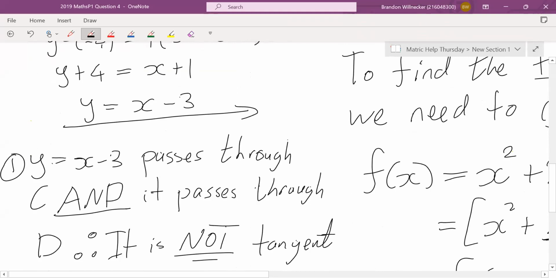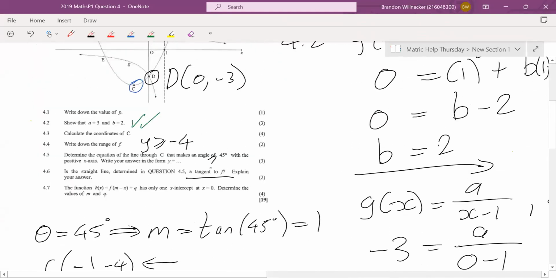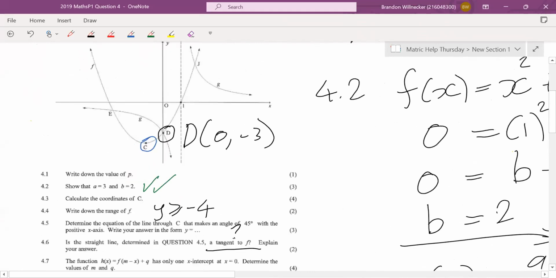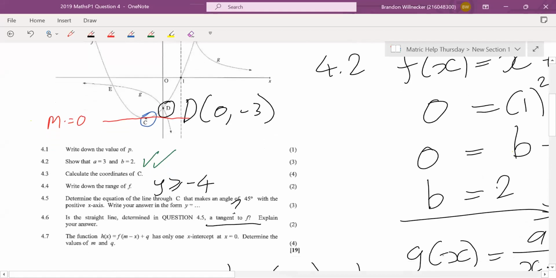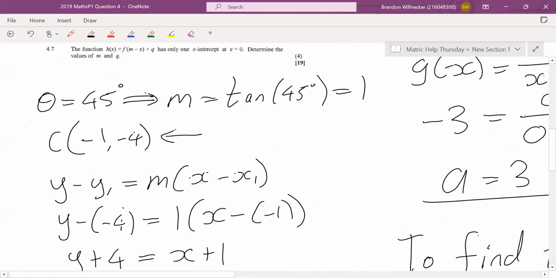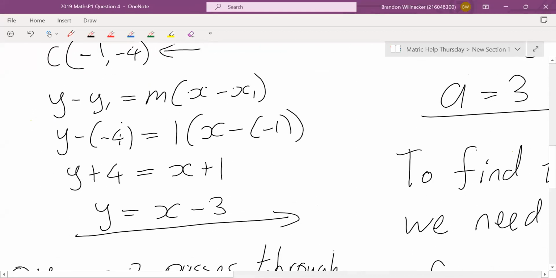Another way of answering is to look at point C. As was mentioned before, we could also use derivatives to solve problems. In this case, if it was a tangent and it passed through C, then the gradient, let's just put this in red, should be 0. The gradient should be 0 for this tangent. However, we see that this gradient is in fact 1. So the gradients don't match. So it can't be tangent.